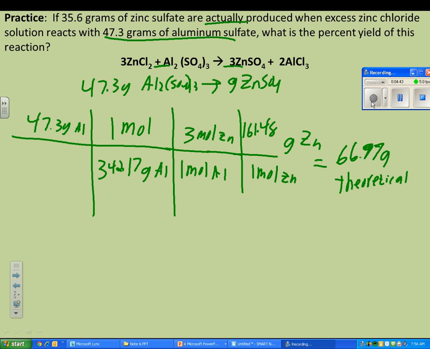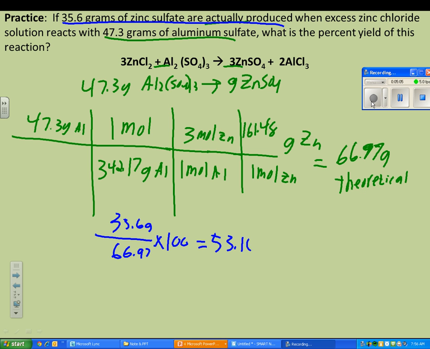Now we're trying to find the percent yield. So we're going to take our actual, which is 35.6 grams, and divide it by our theoretical, 66.97. We're going to multiply that by 100. That will give us 53.16% yield. That's all that was. It's a short video. Write down any questions, we'll talk about them in class.